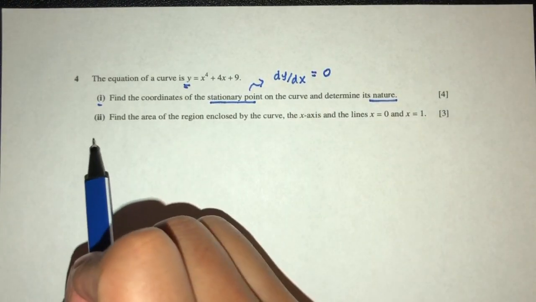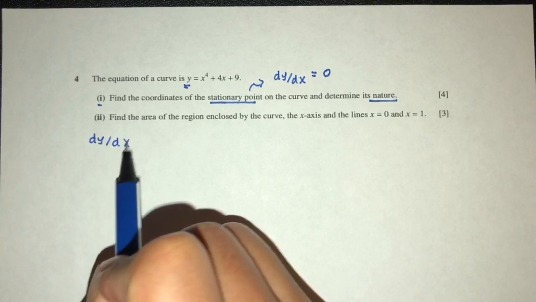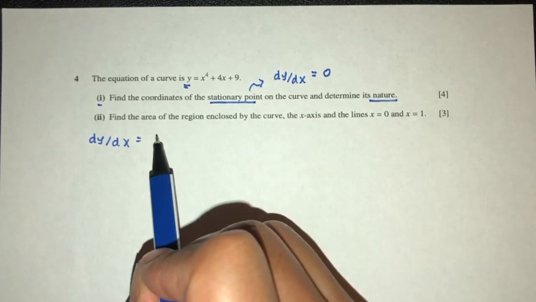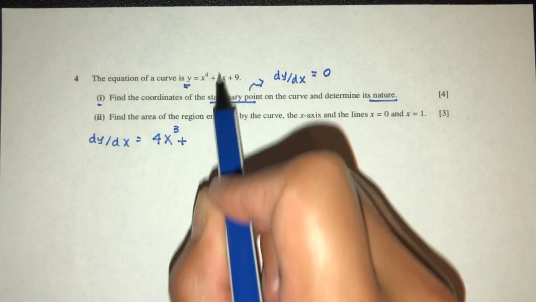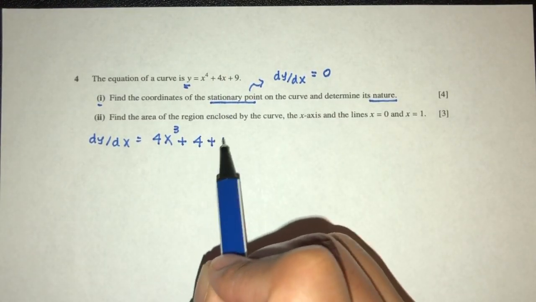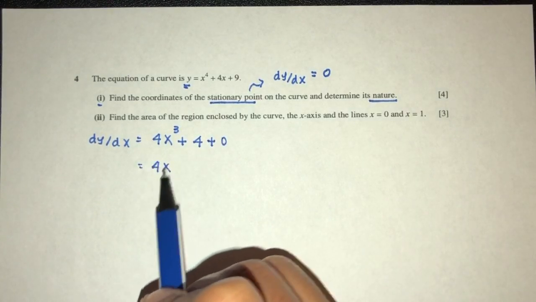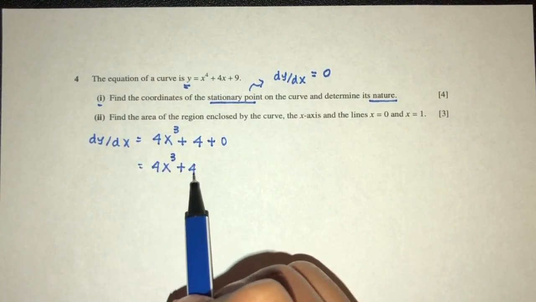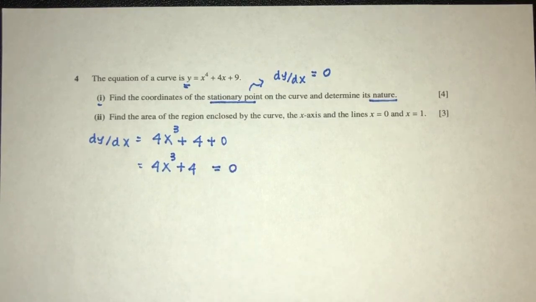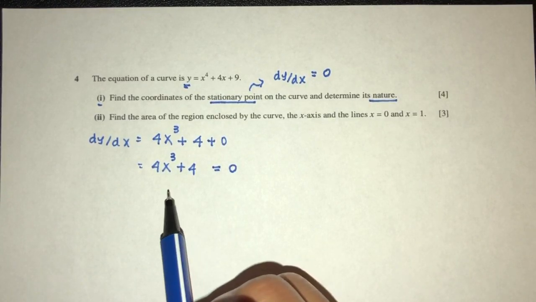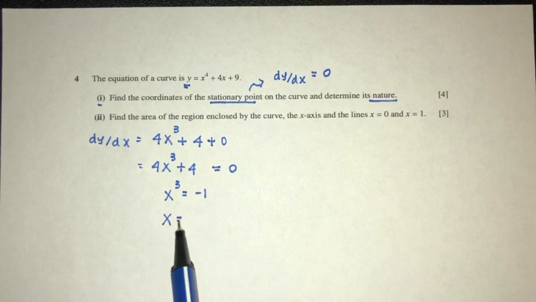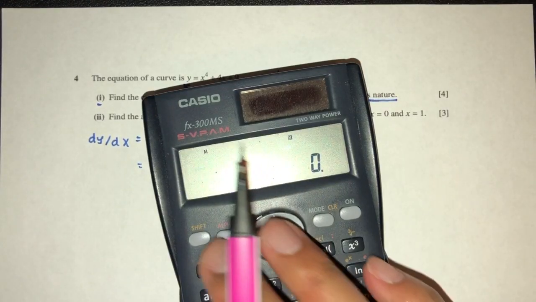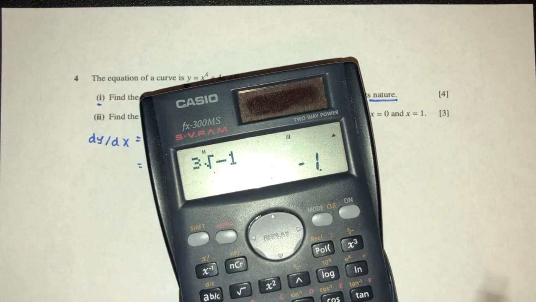First thing first, dy by dx, that will be first multiplied by the power, that is 4, then minus 1, that should be 3. Then here we have 4, and here we have 0. So you have 4x cubed plus 4, and we have to equate that to 0 to find the stationary point. That will be x cubed will be the value of minus 1, x will be just minus 1.